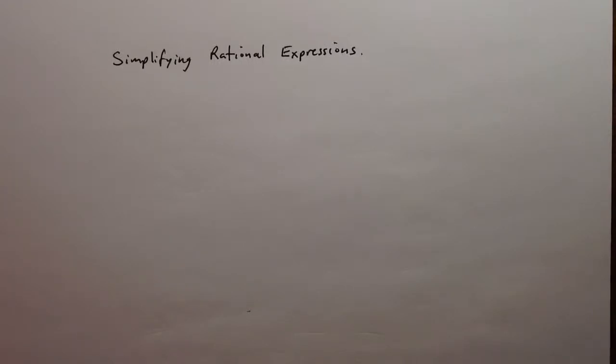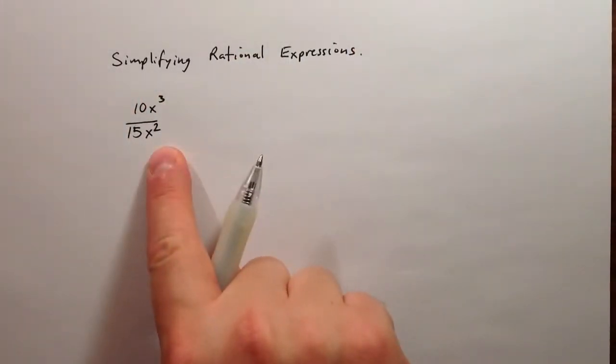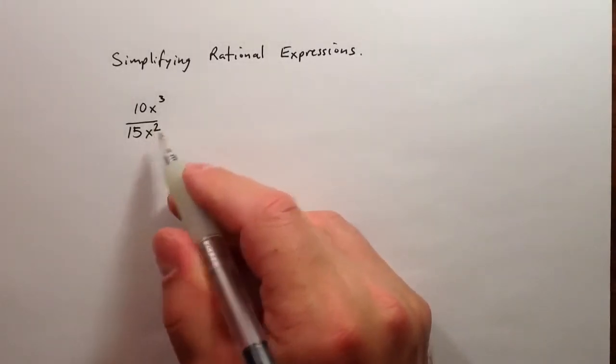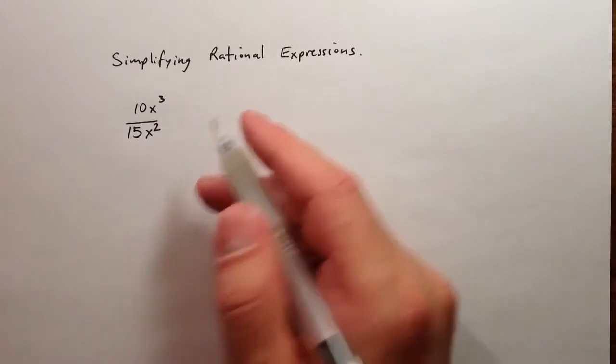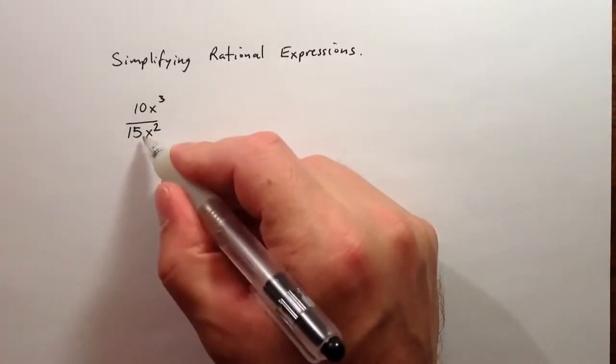Let's take a look at the process of simplifying rational expressions. Suppose we have the expression 10x cubed divided by 15x squared. I can simplify a rational expression by canceling common factors from the numerator and the denominator.